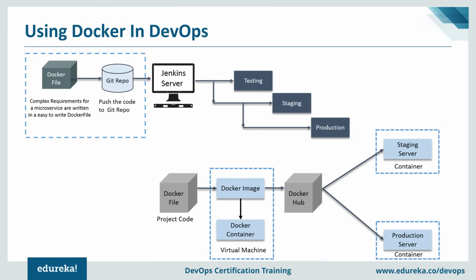So from the Git repository, Jenkins can pull that Docker file and build whatever was there in the developer's laptop into testing, staging, and production. Right? So these are the two ways in which you can use Docker in DevOps.